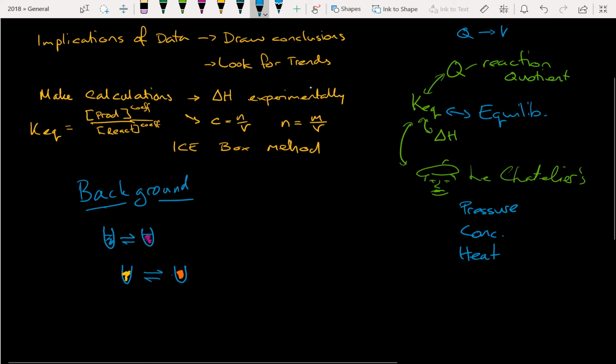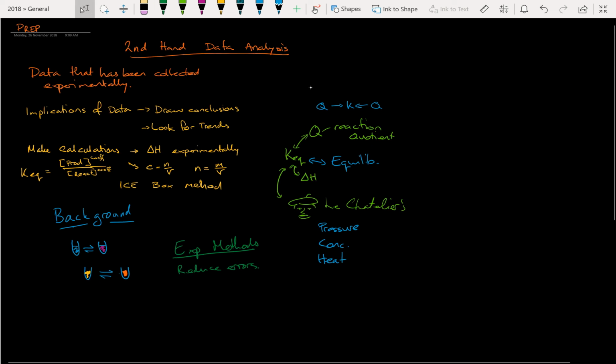Le Chatelier's is essentially pressure, concentration, heat. Reaction quotient, there, remember, we're looking at how the reaction is going to move. Know your various experimental methods, okay? So if we're looking at experimental methods, how do we reduce errors? Stuff like that, right? So there's all sorts of stuff in here which can help you along.